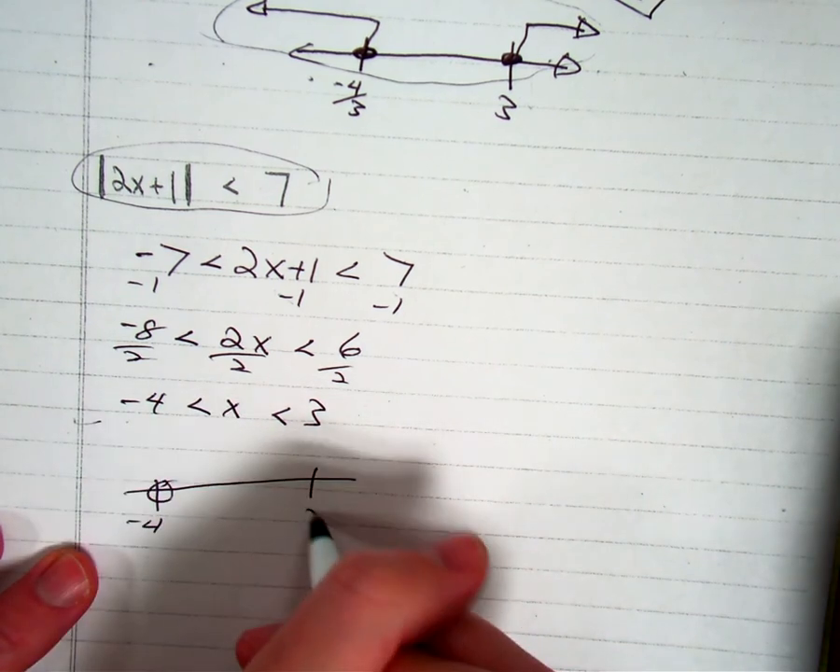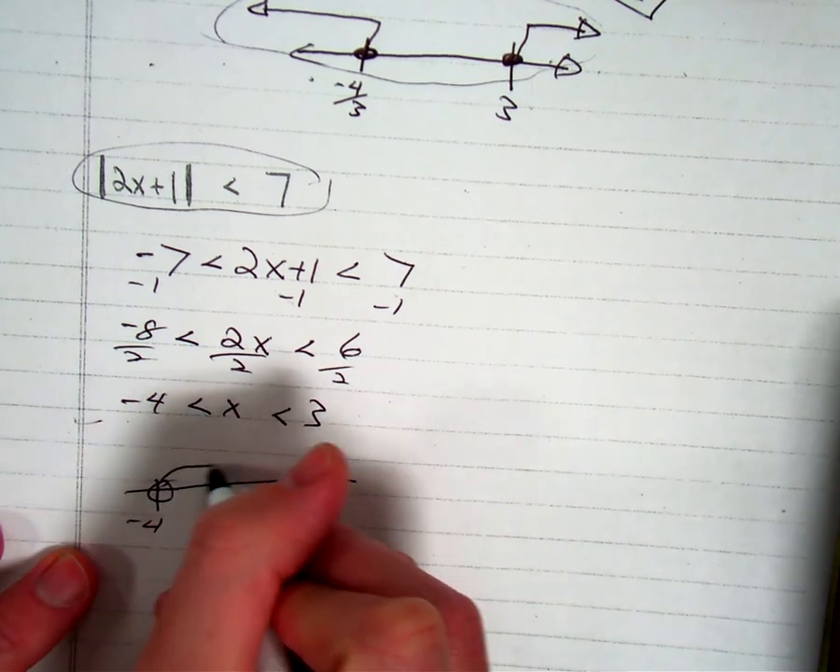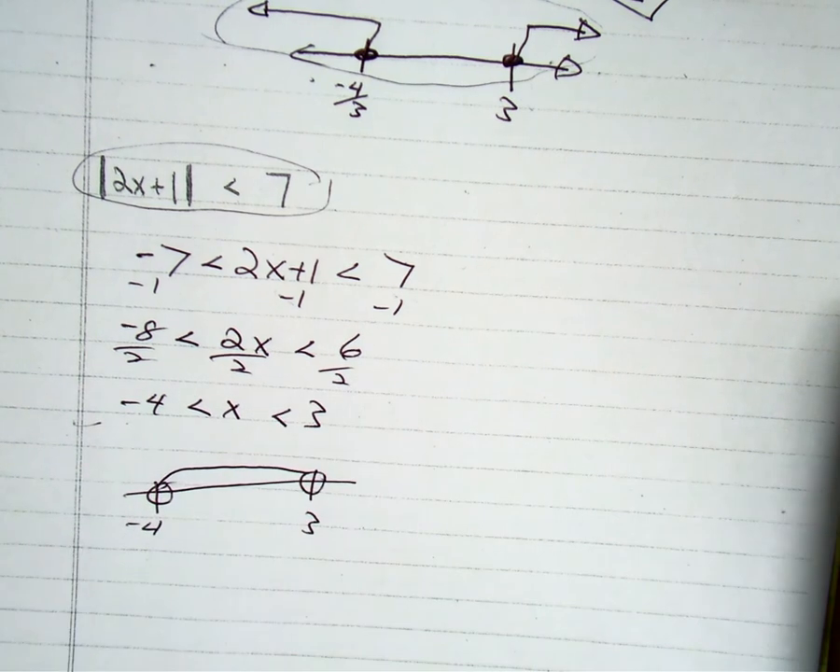We're going to be between negative 4 and 3. Open circle. Open circle. Okay. So we're going to be between negative 4 and 3.